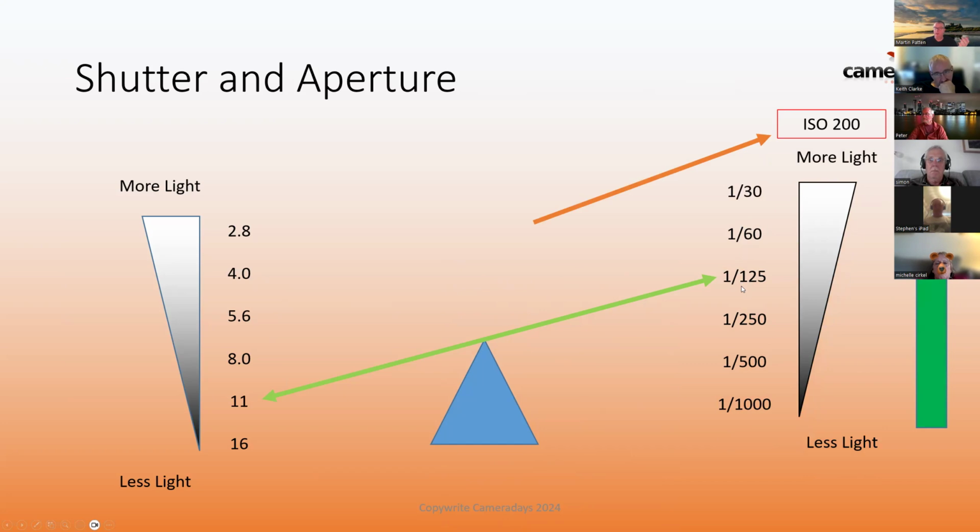Maybe that's enough. Maybe what I really want is 1/500th of a second. Then ISO 400 would take me to 1/250th, and ISO 800 would take me to 1/500th of a second. But I would still be at f11. Now I might want that because I want a great depth of field, but all of it is adjustable. Does that make sense for everyone? Anyone got any questions on that?